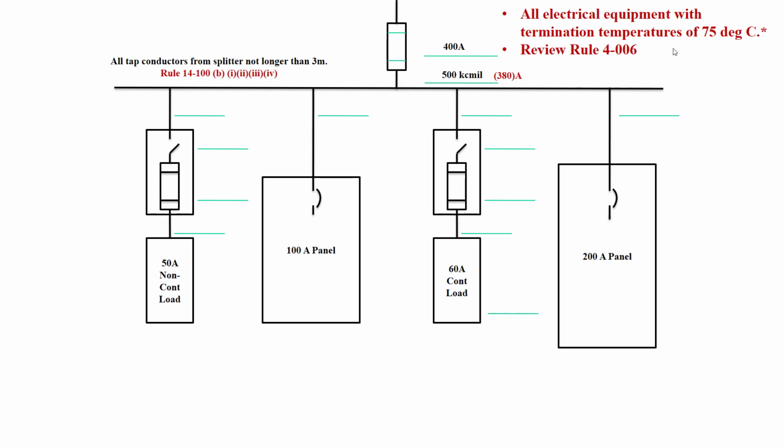Recall, if you would like, review 4-006. That's termination temperatures. If we had a termination temperature less than 75 degrees, say 60 degrees Celsius, we'd have to size the ampacity of these wires based off the 60-degree termination.